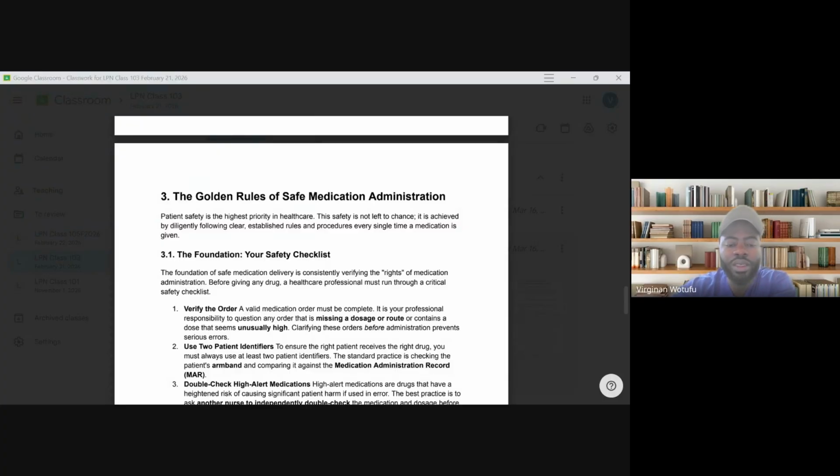Another safety checklist item is to use 2 patient identifiers when administering a medication. You check the date of birth with the name of the patient, or the ID, right?